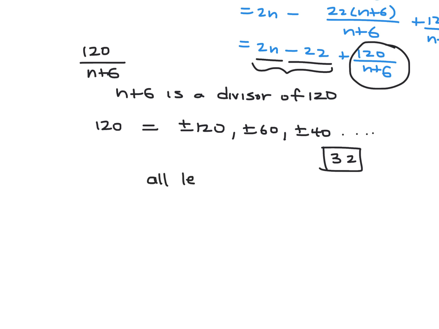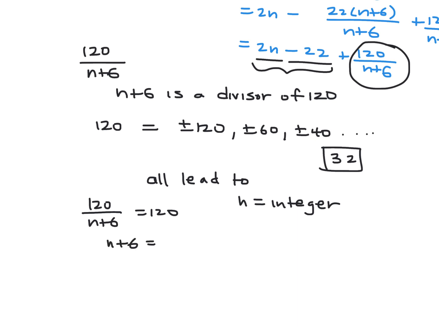All lead to n equal to an integer. So, for example, if you set 120 over n plus 6 equal to 120, that would mean that n plus 6 is equal to 1. So n is equal to minus 5. Is that right? Minus 5 plus 6 is 1. Yeah. And then it could be positive or negative. I was just unsure about that. So all of these will be integers.